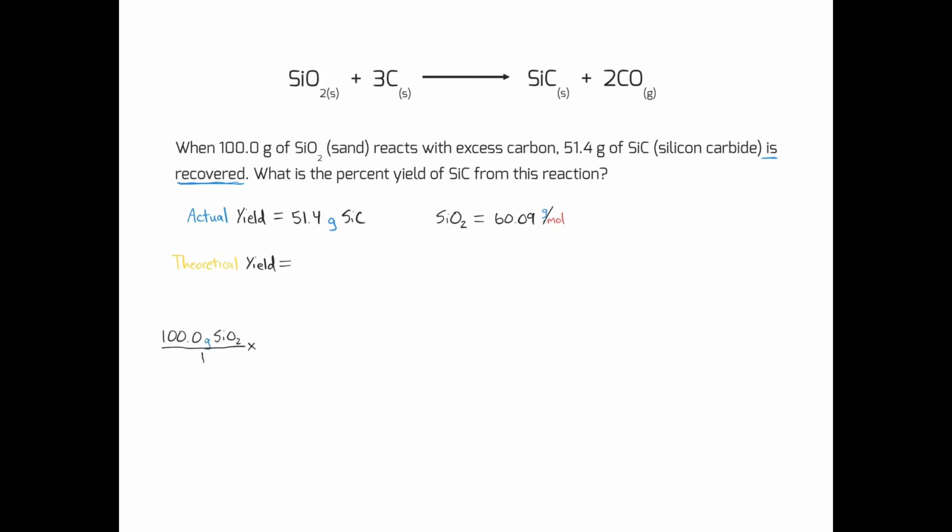So we start our calculation with 100 grams of silicon dioxide, and then we're going to convert this to moles of silicon dioxide using the molar mass. Like always, we set up our conversion factor so that our units cancel, which means we're going to have grams of silicon dioxide on the bottom to cancel with grams of silicon dioxide on the top. So these grams cancel with these grams, and now we have moles of silicon dioxide.